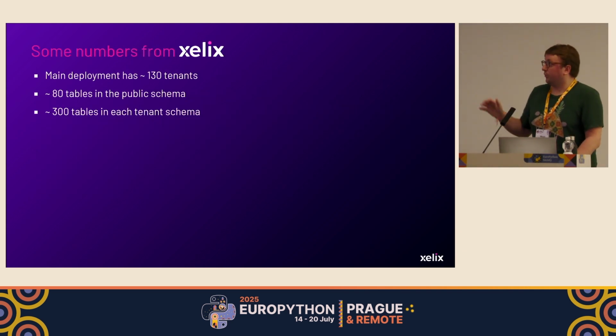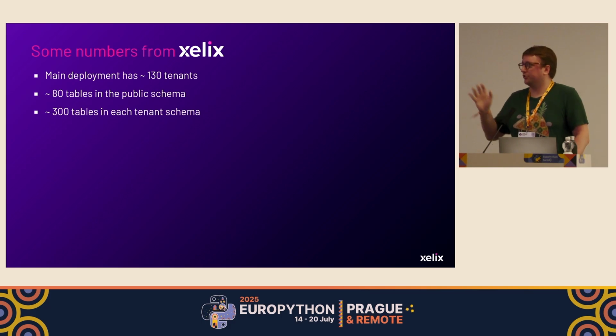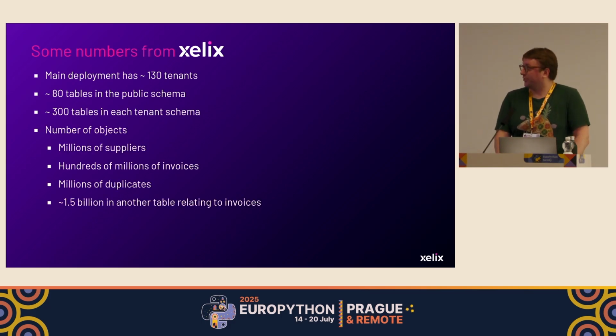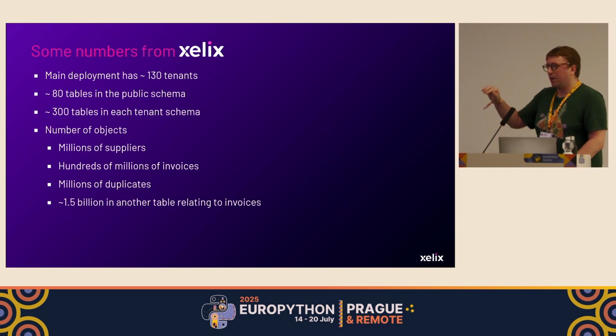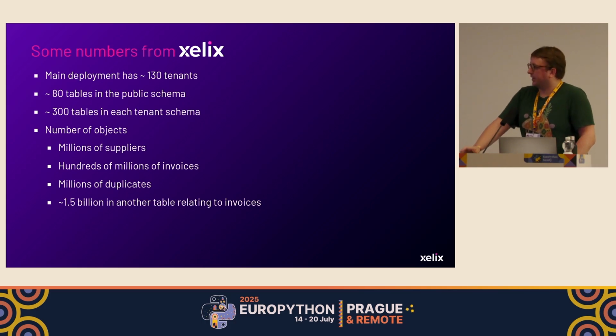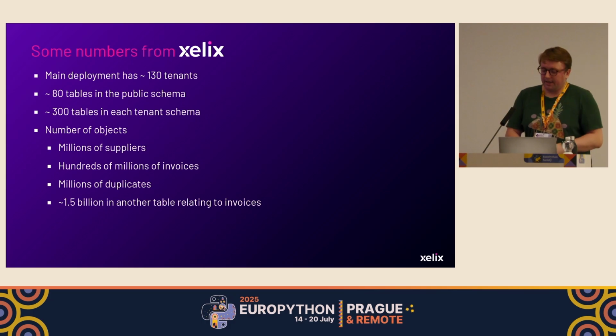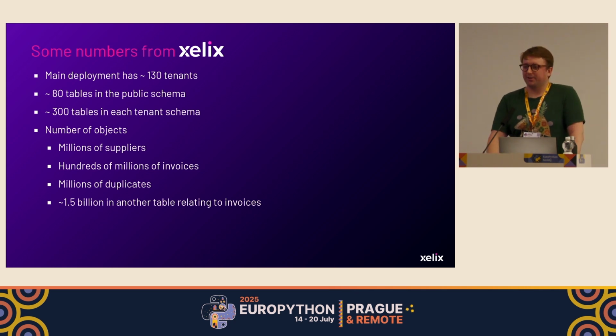So in our main deployment, we've got about 130 tenants, where 80 tables are in the public schema and 300 tables in each of the 10 schemas. And for the number of objects, we've got roughly millions of suppliers, hundreds of millions of invoices, millions of duplicate invoices, and then 1.5 billion or probably 1.6 billion by today in another table relating to the invoices. So that's the sum of all of the tables in all of the schemas, obviously. And at that scale, it really becomes quite expensive filtering by a specific index, right? When you need to select 500 million rows for some request.